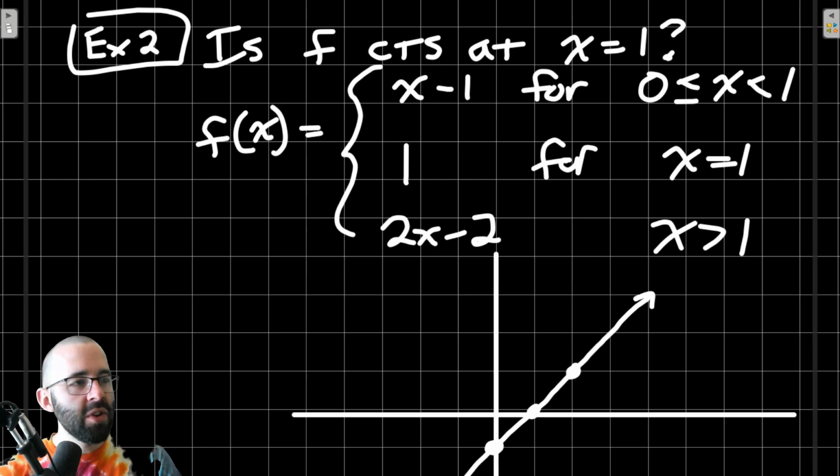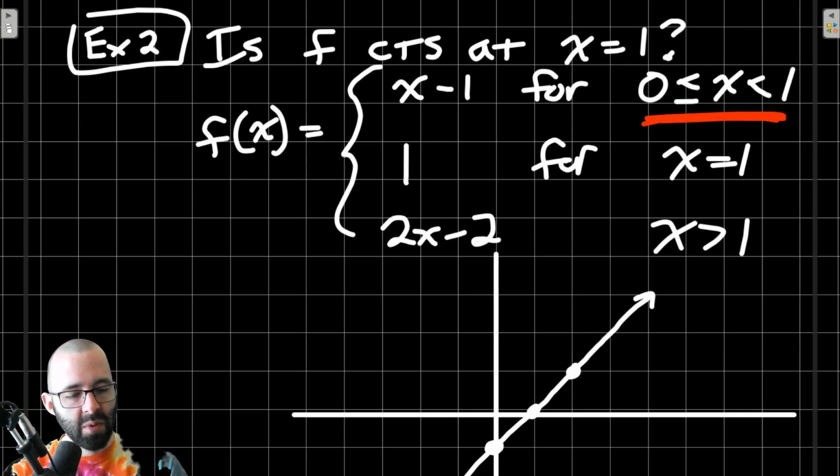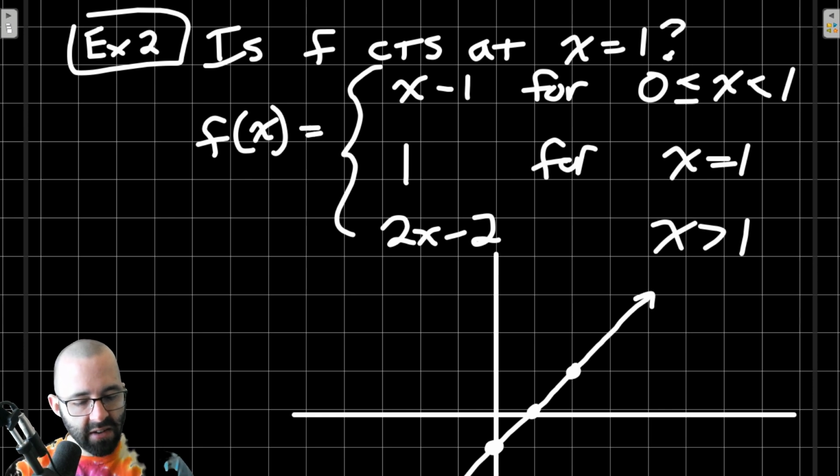But remember, we don't want the whole line. This is a piecewise function. We only want this portion of the line when x is between 0 and 1. So everywhere outside of 0 and 1, we're erasing. This is only from when x is equal to 0 up to x equals 1. We've got the line right here.